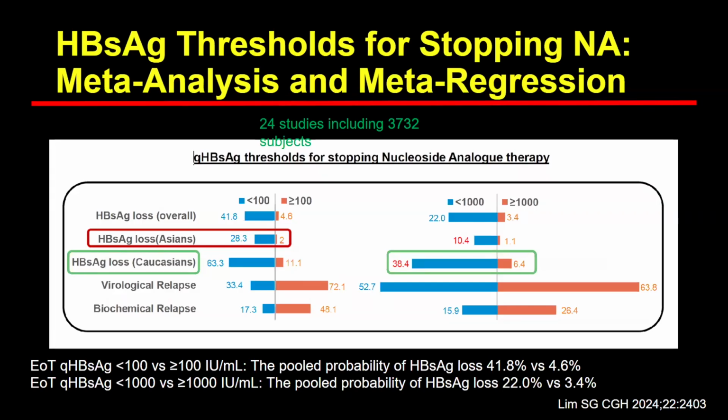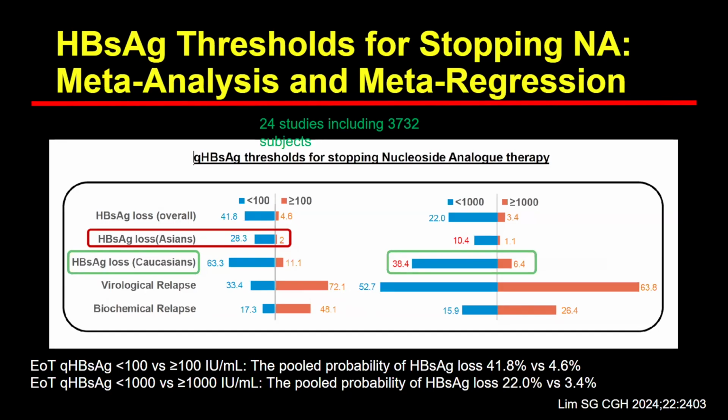And these findings were subsequently confirmed in a meta-analysis, which showed that both race and end of treatment surface antigen levels were strong predictors of surface antigen loss after stopping treatment. If you follow on the left panel, using an end of treatment cutoff of 100, the pooled probability of surface antigen loss was 42% compared to 5% in those with levels greater than 100.